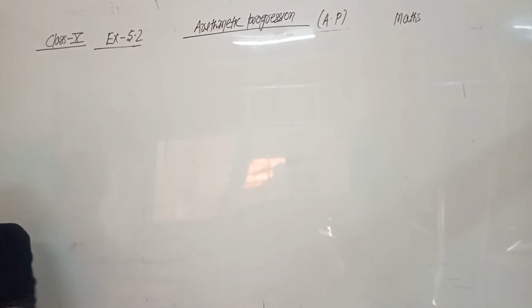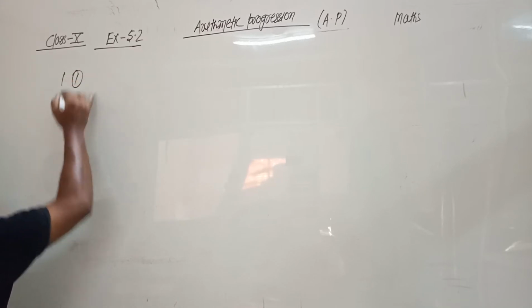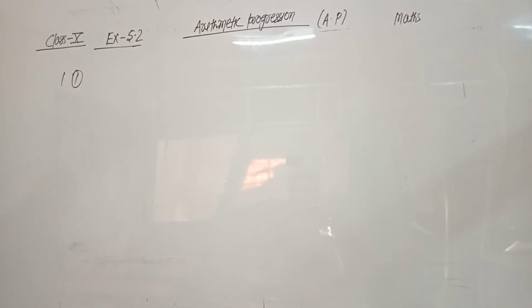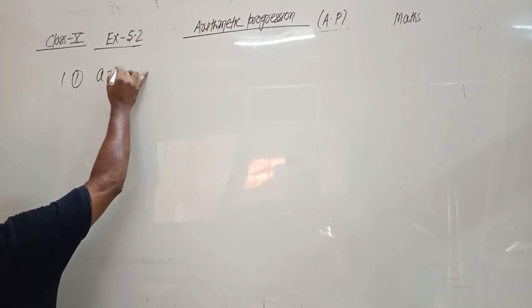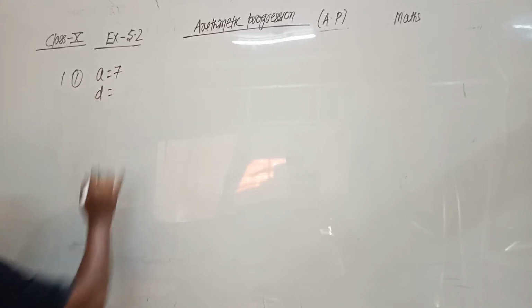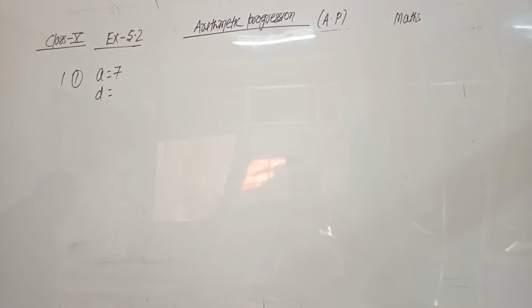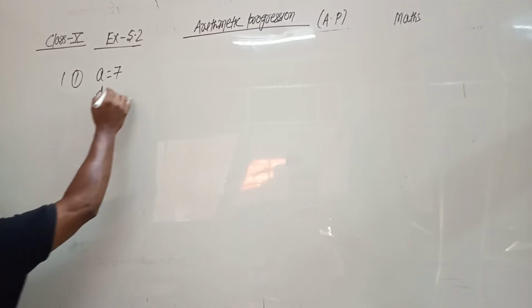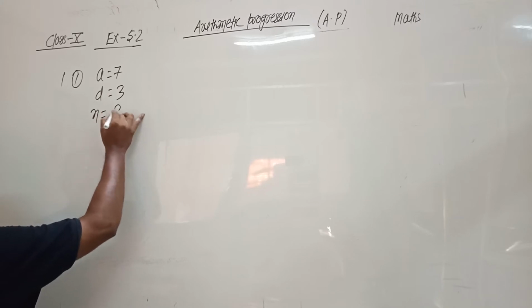Exercise 5.2. The first question. Fill in the blanks in the following table. Given that A is the first term, B is the common difference, and N, the nth term. In the first part of the first question, the value of A is 7, the value of B is 3, and N equals 8.